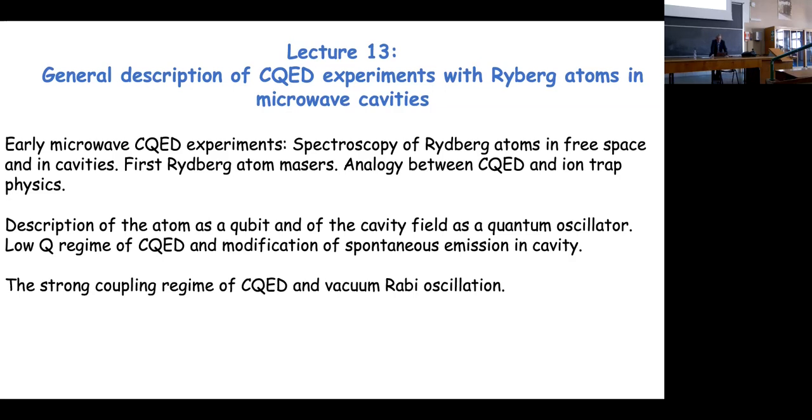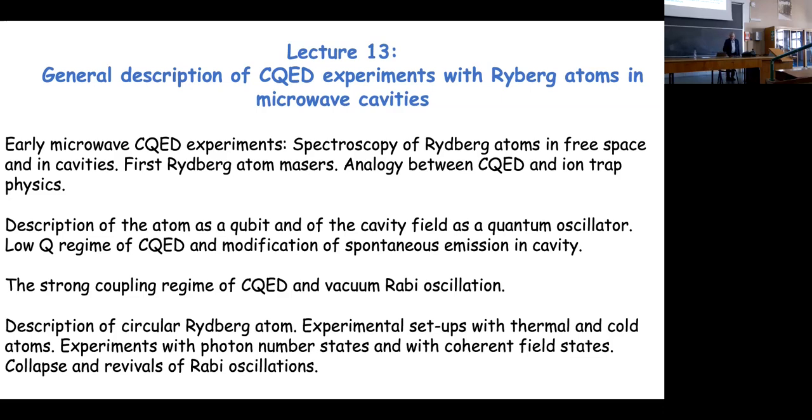I will show that in the low Q regime, spontaneous emission rates are modified. This was a historical development which was predicted long ago. Then I will talk about the strong coupling regime and describe what is called the vacuum Rabi oscillation, the fact that you can have a Rabi oscillation even if you start from vacuum, if the atom is excited at the initial time.